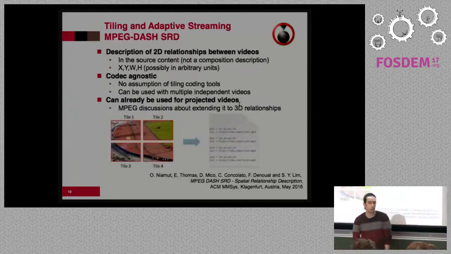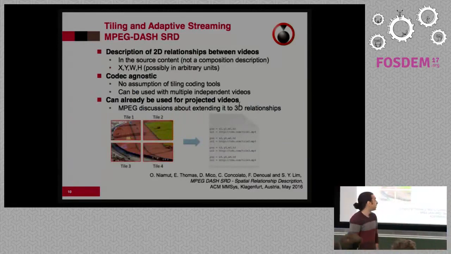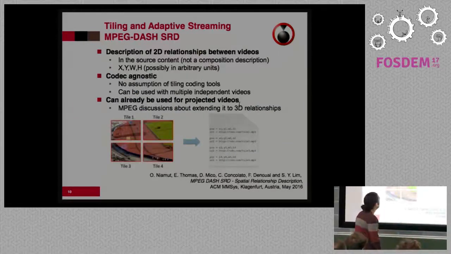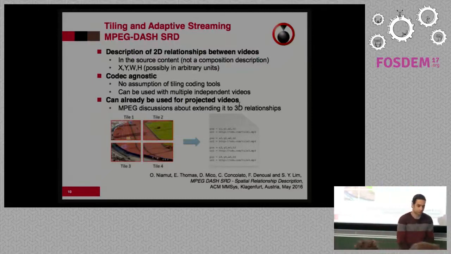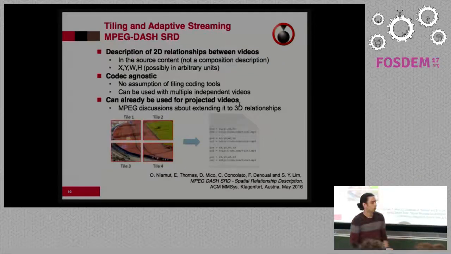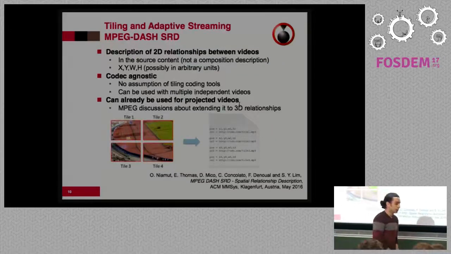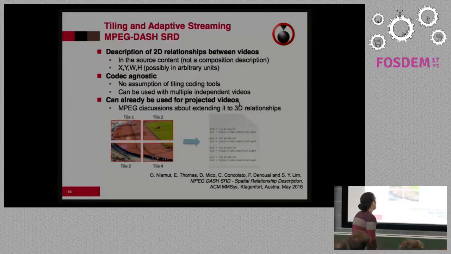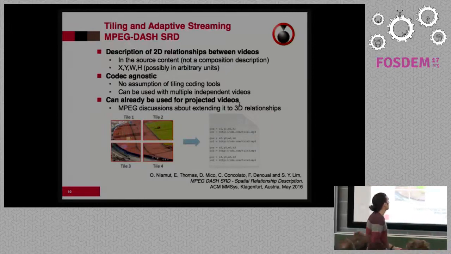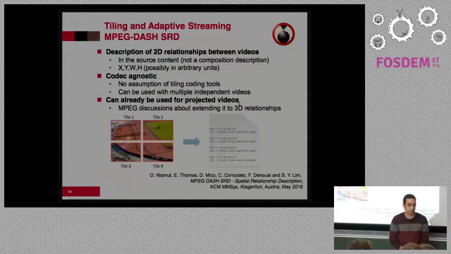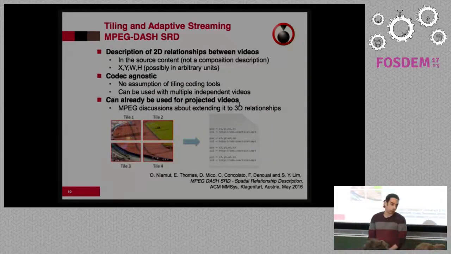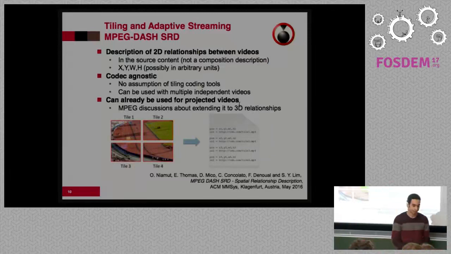So in MPEG-DASH we have a notion called SRD, which represents the spatial relationship between videos. It's in the source content. It's codec agnostic. There is no assumption of tiling coding tools, and it can be used with multiple independent videos. It's already been used for projected videos, but there is some discussion to extend it to 3D relationship.